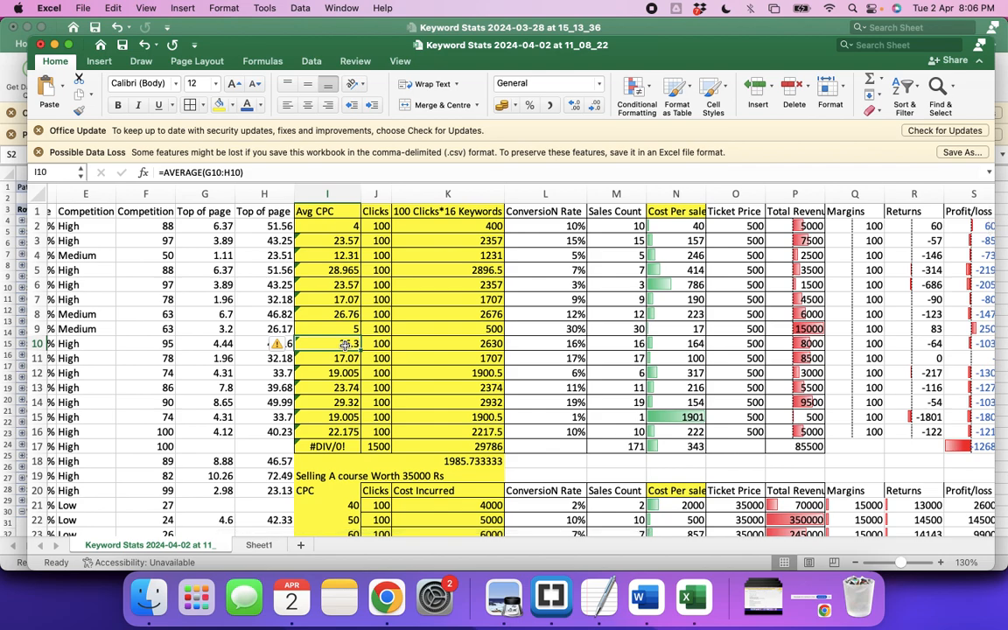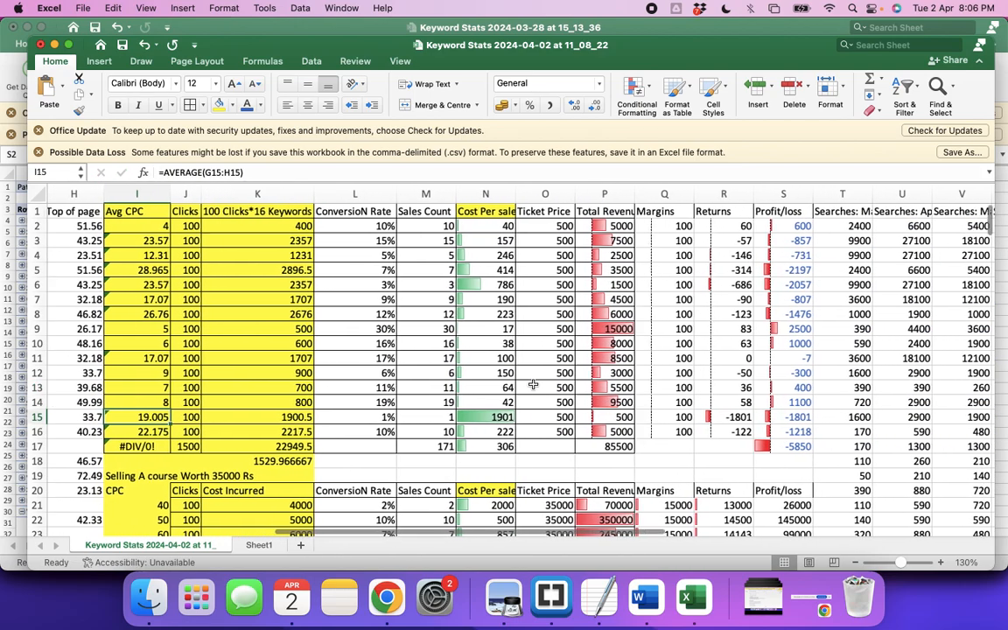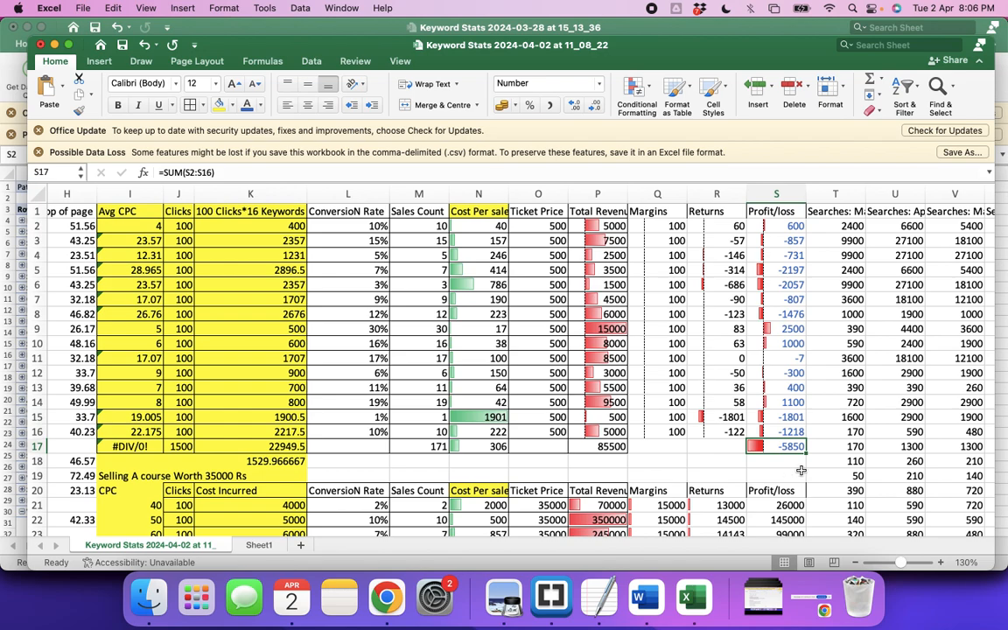Now again I'll bring down the CPC. I am bidding on a keyword which is costing only 6 rupees, only 9 rupees, only 7 rupees, only 8 rupees. Now look at this, your profit and loss has come down. Loss has come down to only 5,000 from 15,000.